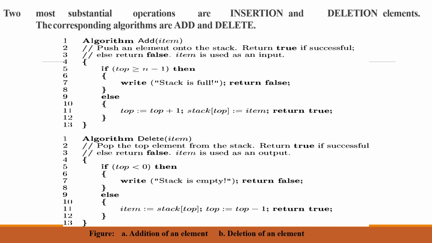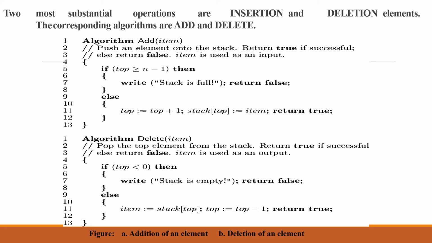Algorithm add item. Here item is a parameter of this function. So it pushes an element into the stack. It returns true if successful. When elements are to be inserted into the stack, that process we call a push. Pushing an element into the stack returns true if successful, or else it returns false. Item is used as an input.